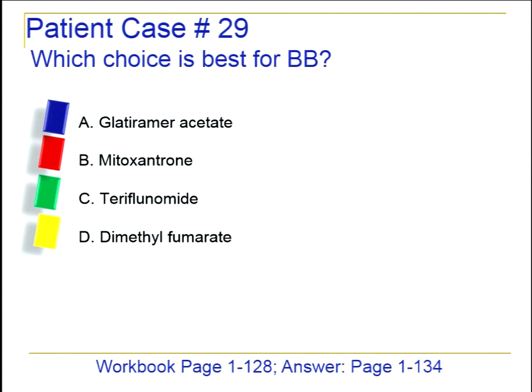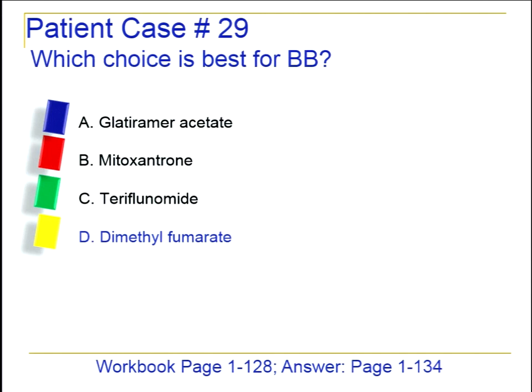Okay. All right, I'm seeing some indecision here. So dimethyl fumarate would be my choice here. So the first two are injections. The first one, glatiramer, is a self-injection. Mitoxantrone, of course, is the same mitoxantrone we use for chemotherapy. So it's an infusion. Of course, there's still a needle involved. And in that case, also, we would be concerned about the risk for birth defects in somebody who is wanting to start a family.